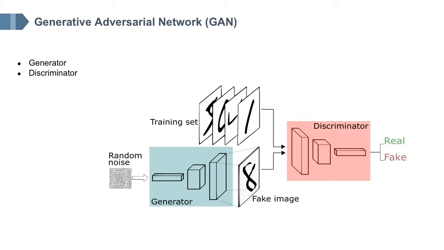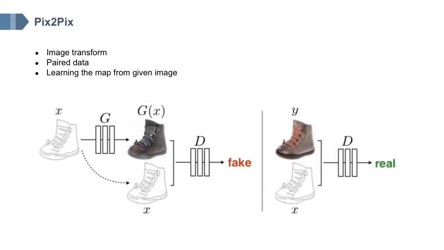distribution of real images. The difference of pixel to pixel is that the input of the generator is not a random noise vector but an image. So it's learning the map from a given image to achieve the goal of transferring image style A to image style B.